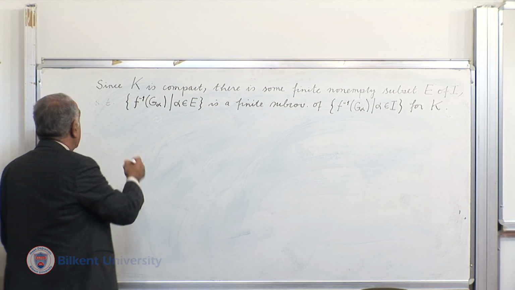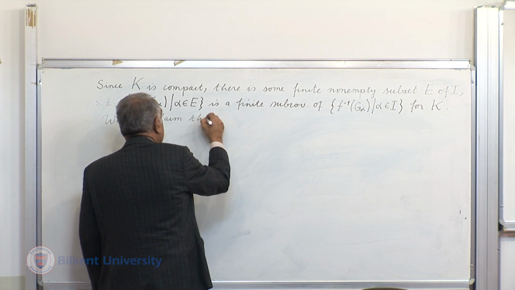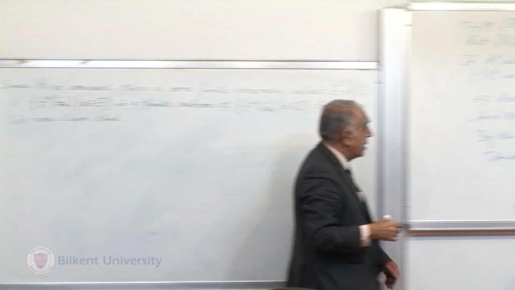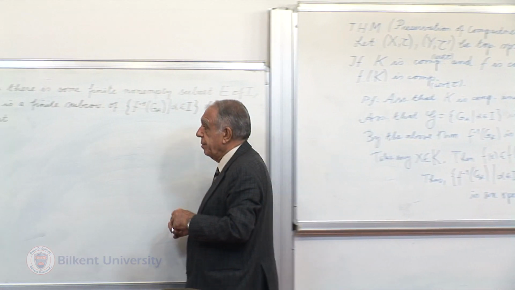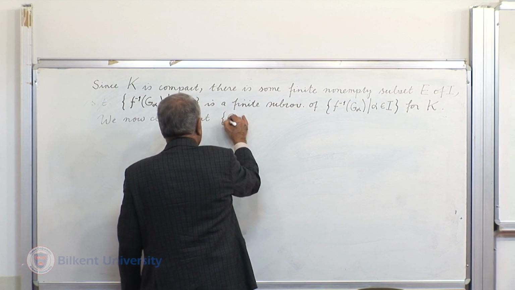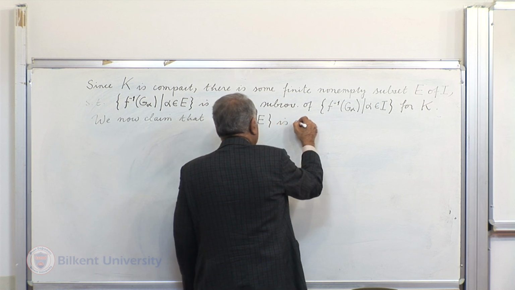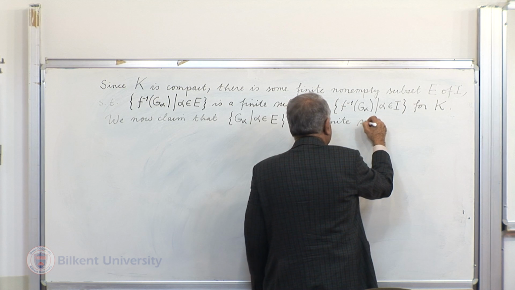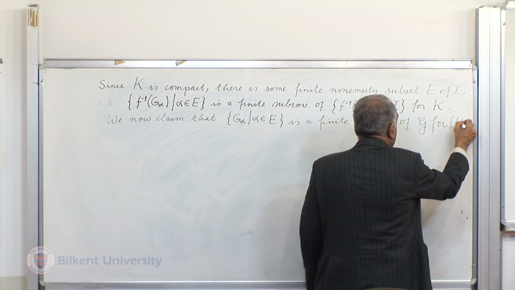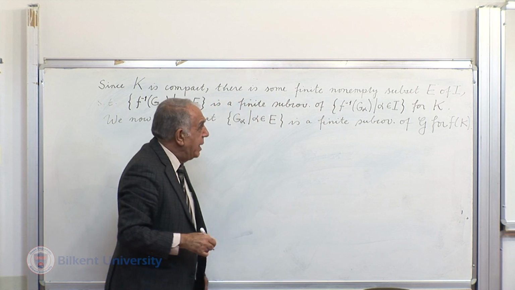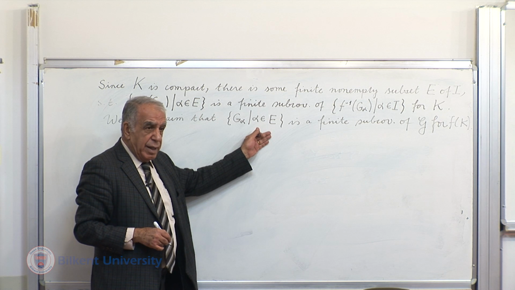Now what we expect is, we now claim that if we take the corresponding finite subcollection of G, that will be a finite subcovering of script G for f of K. G alpha, alpha in E, is a finite subcovering of script G for f of K. The only thing we need to show is that f of K is contained in the union of G alphas when alpha ranges over E.